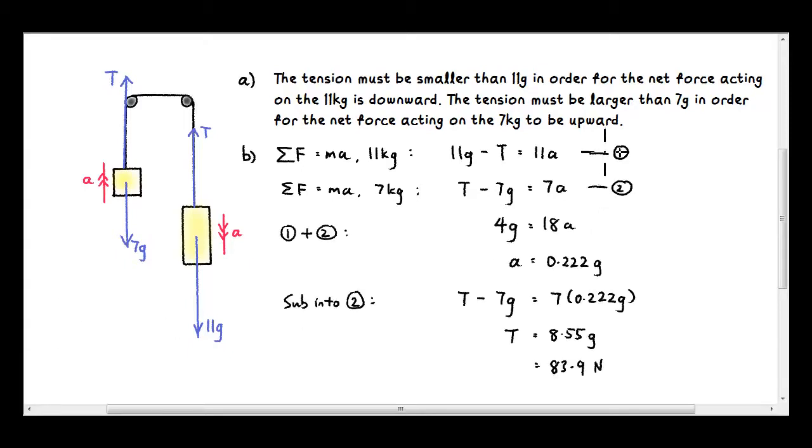So we have two equations here, equation 1 and equation 2. We add the two equations together so that we can eliminate tension first. From here we figure out that the acceleration is 0.222g. This makes sense because if the 7 kilogram block wasn't here, then the acceleration would have been just 9.81 because the 11 kilogram block would have been free falling. But because of this 7 kilogram block here, it doesn't free fall. It accelerates downward, but with a smaller acceleration than g.